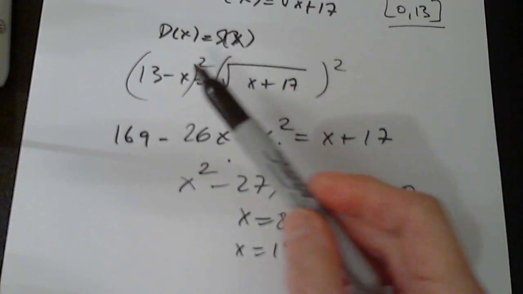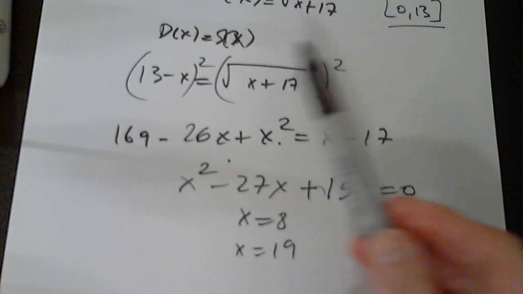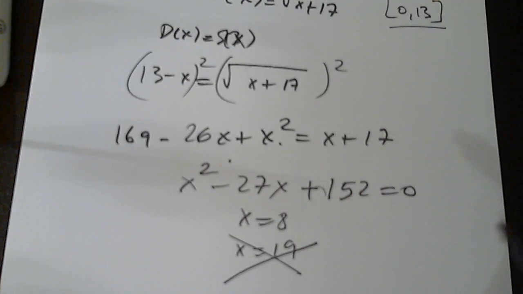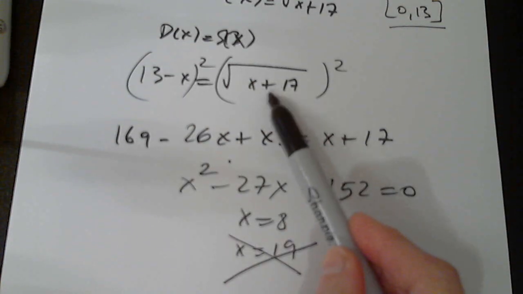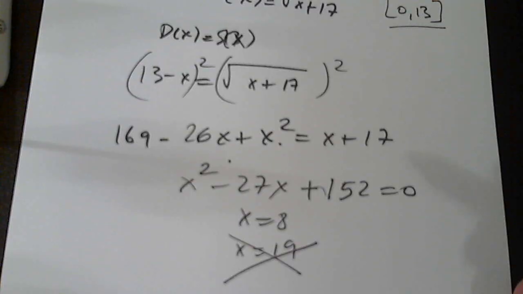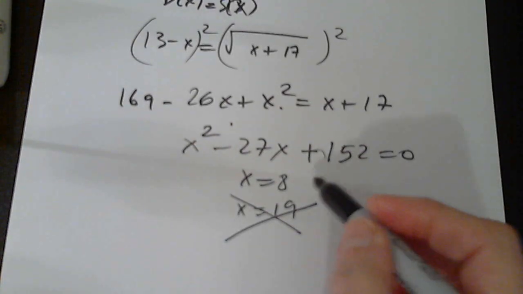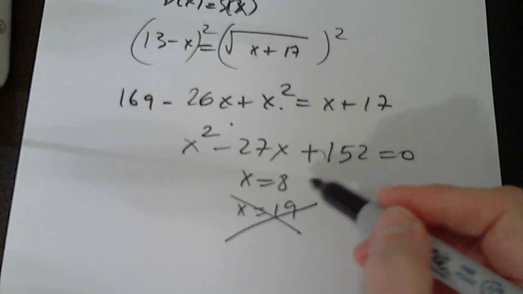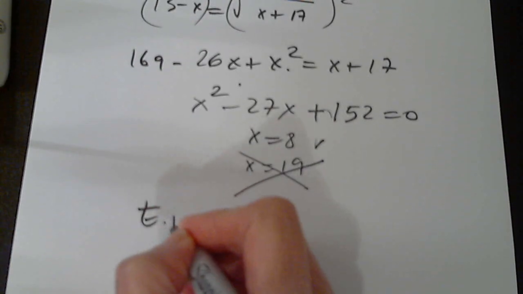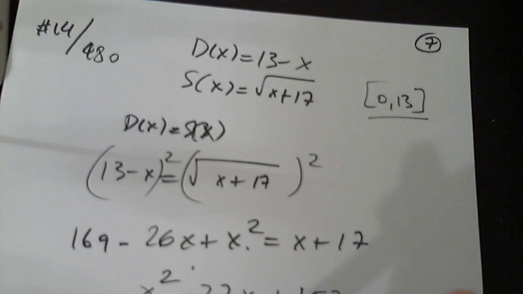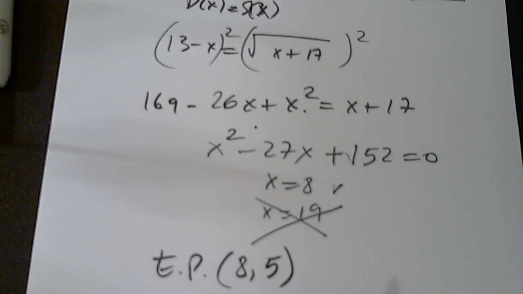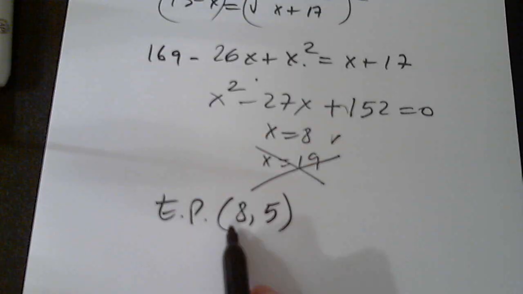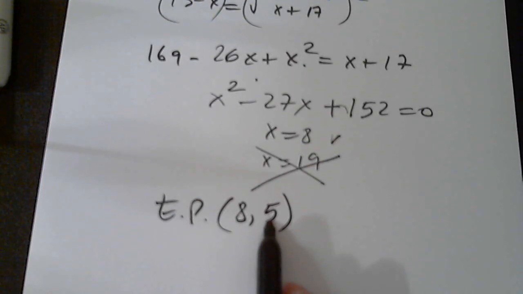First of all, I have to check 8. So this is 5 and this is 5. And when I check 19, 19 doesn't even work anyway. Because 13 minus 19 is negative 6, and this side, the square root, will never be negative. It's positive 6. Good. So this is indeed between 0 and 13. That's fine. So we did find the equilibrium point with x being 8, and now I have to find the y value. So 13 minus 8 is 5. So we're paying $40 for 8 units at $5 per unit.